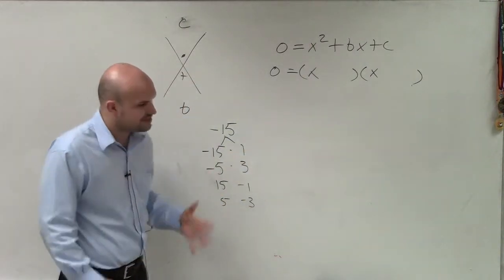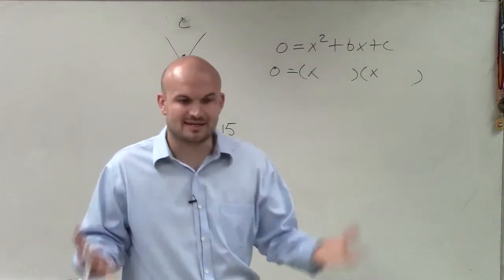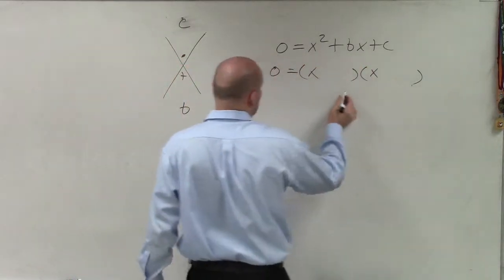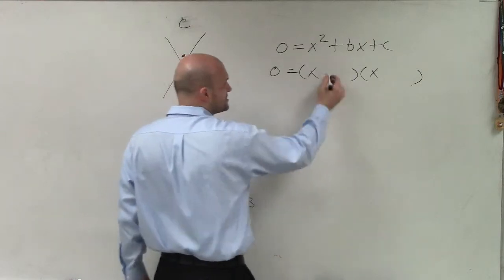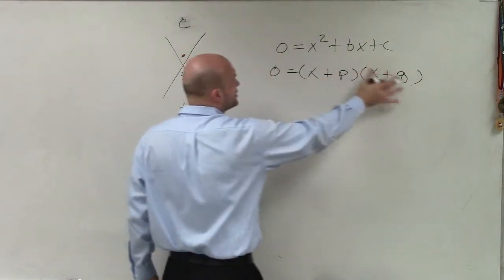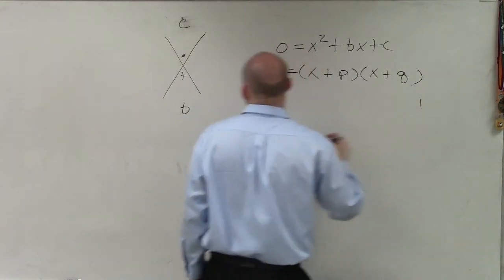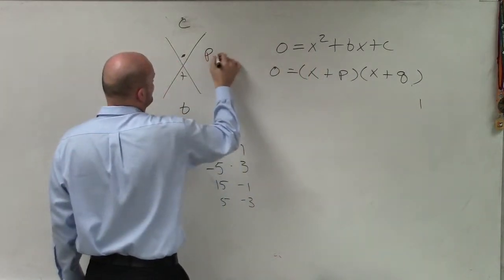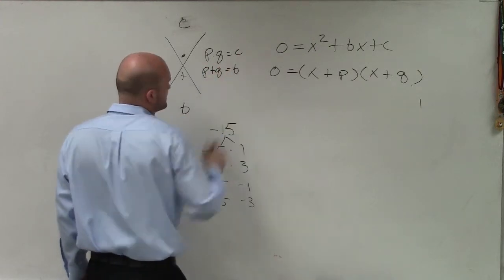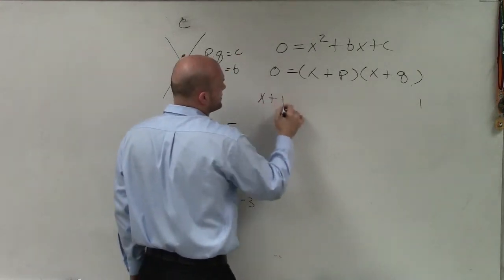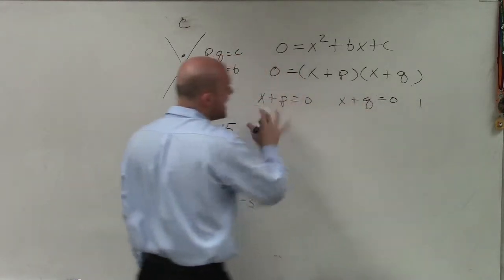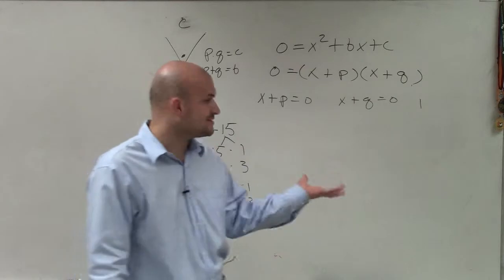So there's a couple of summaries to go through, and basically, ladies and gentlemen, once you have it factored, we then apply the zero product property, where we set both factors equal to 0. I'll just say we give two values, p and q. Remember, p times q will give us c, and p plus q gives us our value b. And then we set them both equal to 0, and now we can use our inverse operations to solve for x.